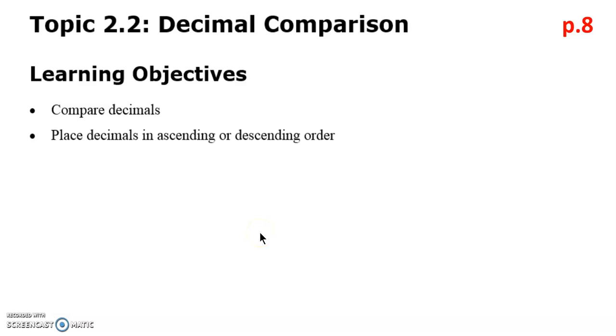Hi there, this lesson is on topic 2.2. We're going to compare decimals today, and we'll be placing decimals in ascending, going up from smallest to largest, or descending, going down from greatest to least. So that's our job for today, decimal comparison.